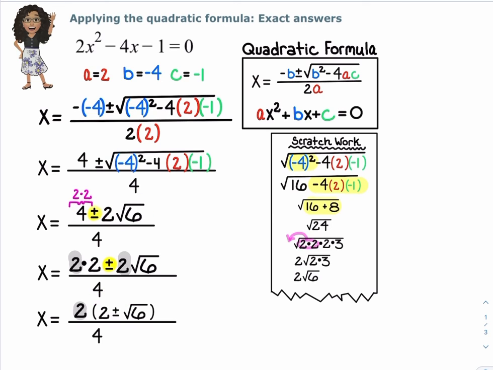We factored out the 2 so that we can cancel the 2 and the 4. So I'm going to cancel the 2 there with the 4, which makes the 4 a 2. My final answer is 2 plus or minus square root of 6 all over 2.